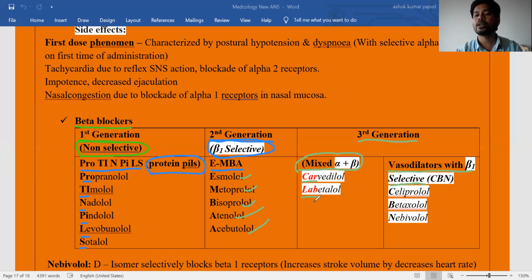And here, vasodilators with beta 1 selective action. The mnemonic is CBN. Examples: celiprolol, betaxolol, nebivolol. CBN means Chandrababu Naidu, who is an ex-CM of Andhra Pradesh. So celiprolol, betaxolol, as well as nebivolol.